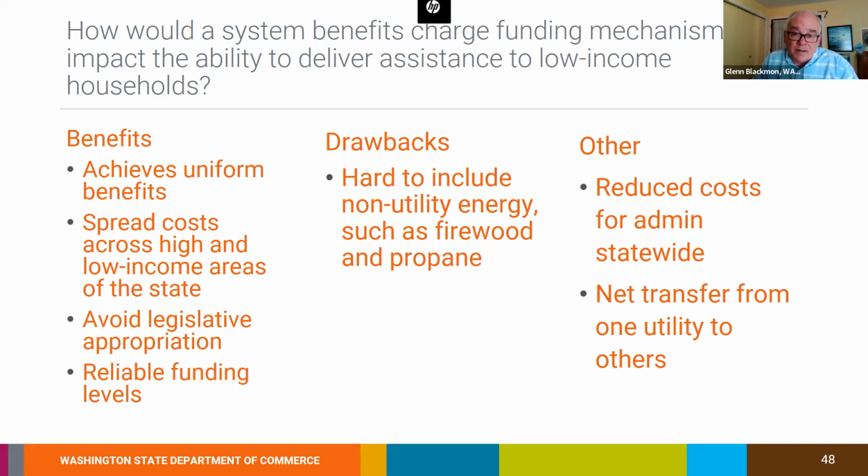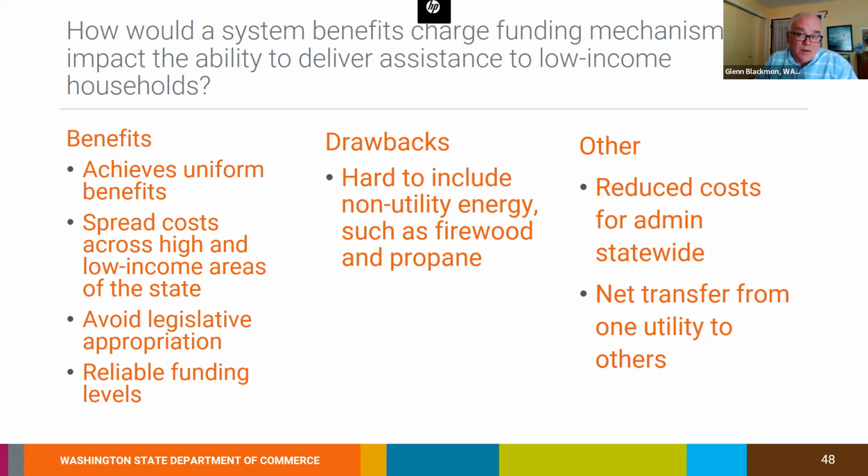One drawback that I hinted at when I was describing it was whether you would be able to go beyond natural gas and electricity in terms of assessing this charge, whether we'd be able to incorporate non-utility fuel sources, both in terms of collecting revenue on those fuels, but then also providing benefits to the people who use those fuels.